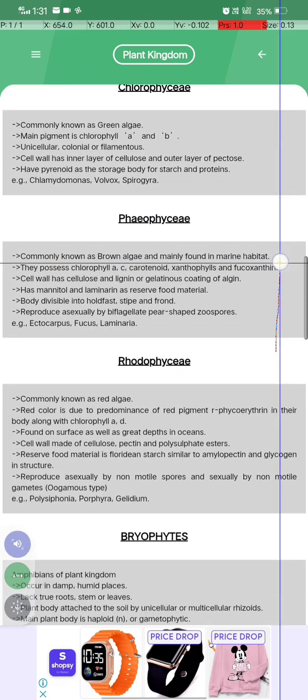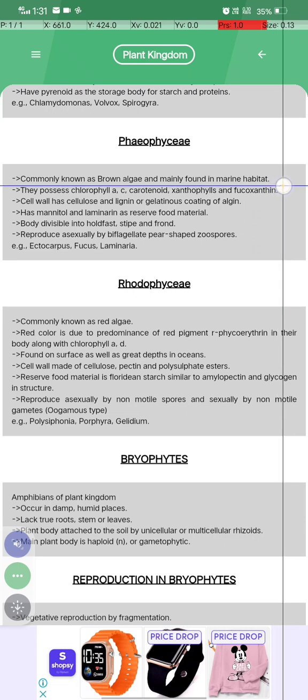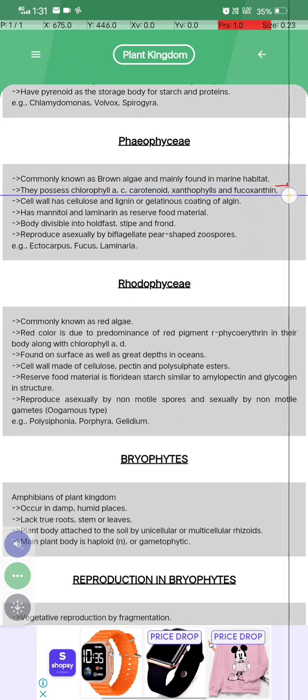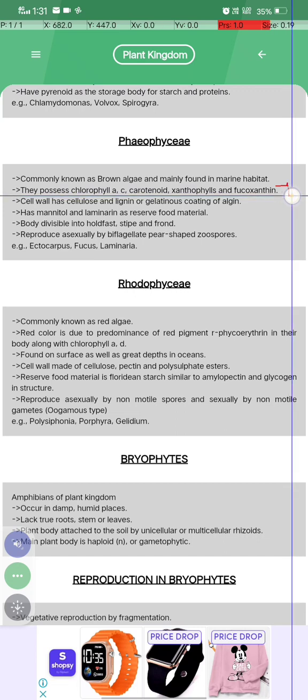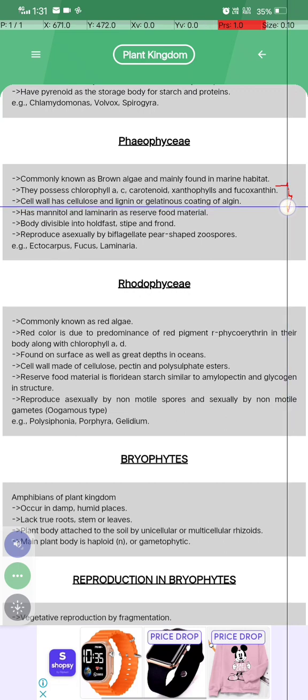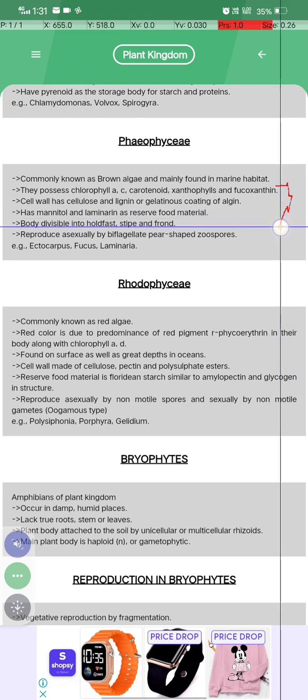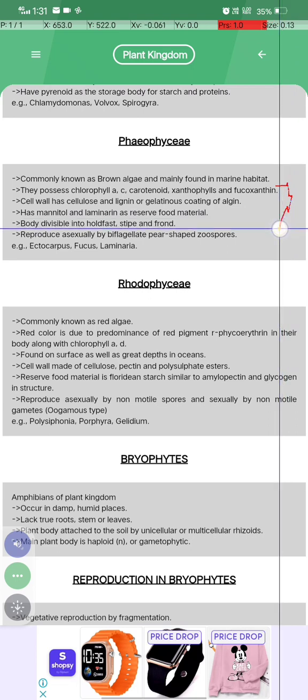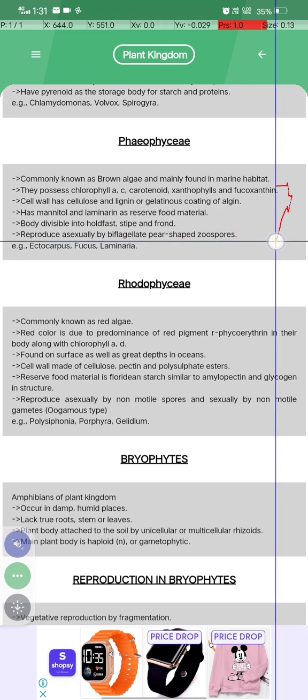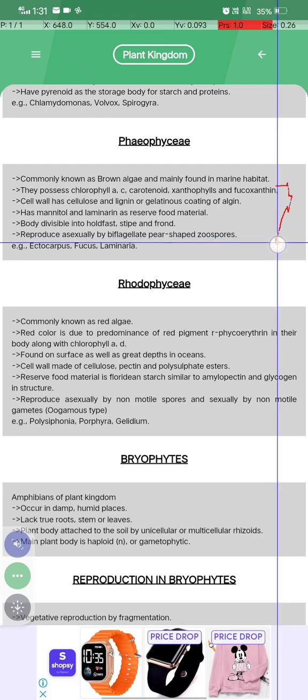Phaeophyceae is commonly known as brown algae, mainly found in marine habitats. They possess chlorophyll a and c, carotenoids, xanthophyll and fucoxanthin. The cell wall has cellulose and a gelatinous coating of algin. Mannitol and laminarin are the reserve food materials. The body is divisible into holdfast, stipe and frond. They reproduce asexually by biflagellate pear-shaped zoospores. Examples: Ectocarpus, Fucus and Laminaria.